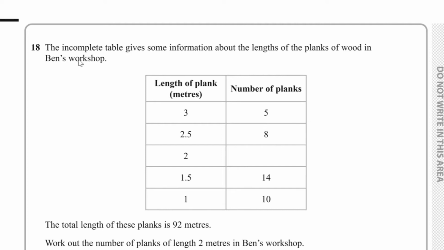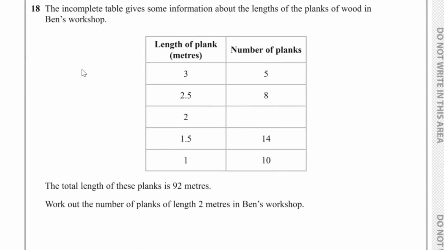Question number 18. The incomplete table gives some information about the lengths of the planks of wood in Ben's workshop. We've got the length of plank and the number of planks. The total length of these planks is 92 meters. We have to work out the number of planks of length 2 meters in Ben's workshop. Well, what we can do is find out the total.